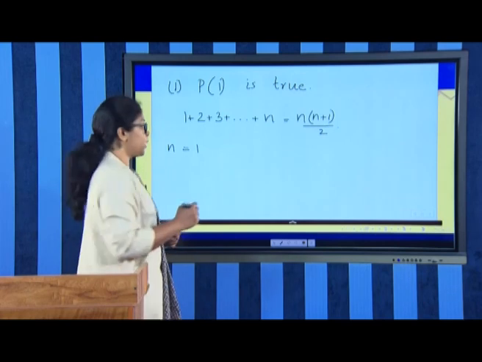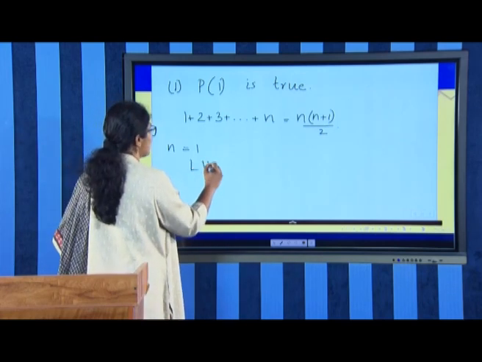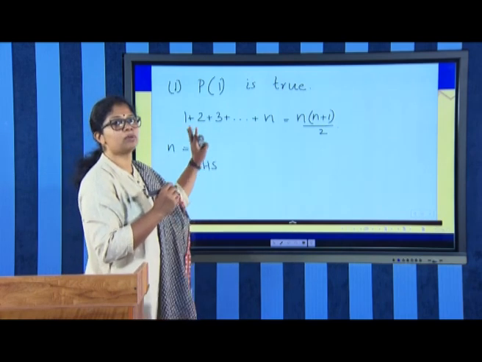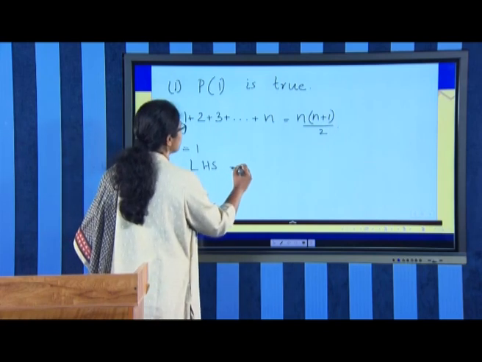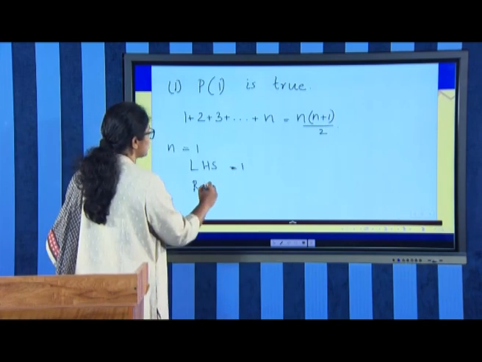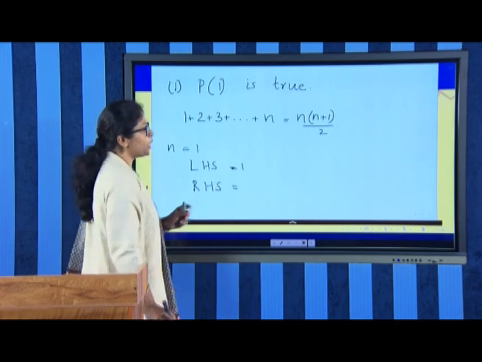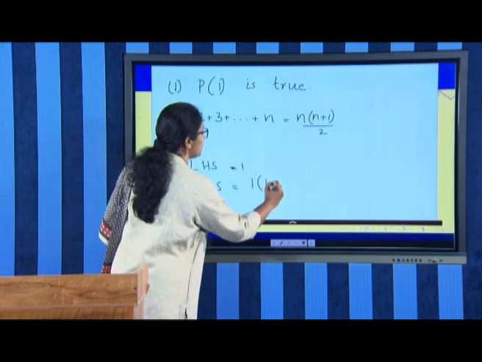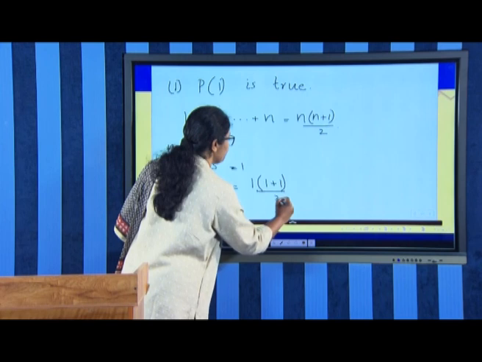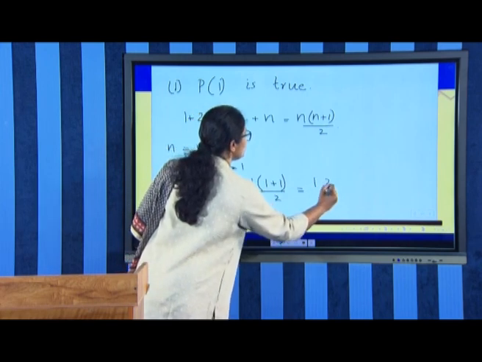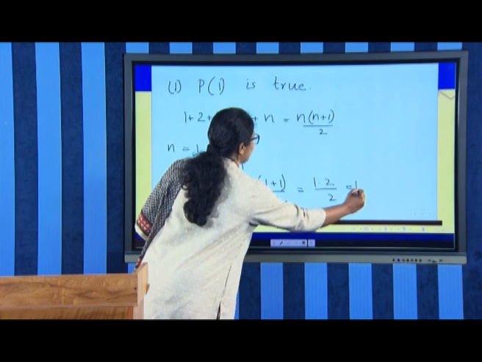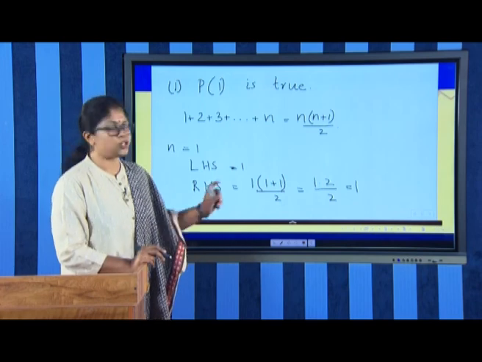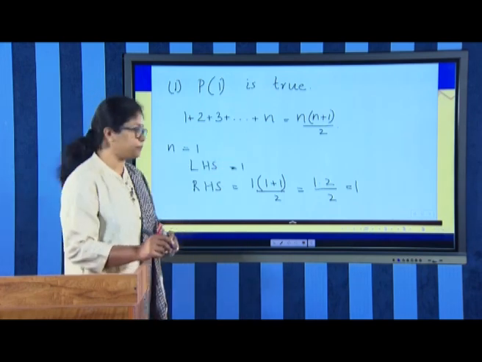So, for n equal to 1, look at the left hand side, LHS becomes 1 plus 2 plus etc. up to 1. So, it can be only 1 on the LHS. So, LHS is 1, whereas RHS will be equal to n into n plus 1 upon 2. On simplification, you will get 1 into 1 plus 1 upon 2, which becomes 1 into 2 upon 2, which is again equal to 1. So, we can see that the LHS is equal to the RHS. So, P of 1 is true, we have proved.